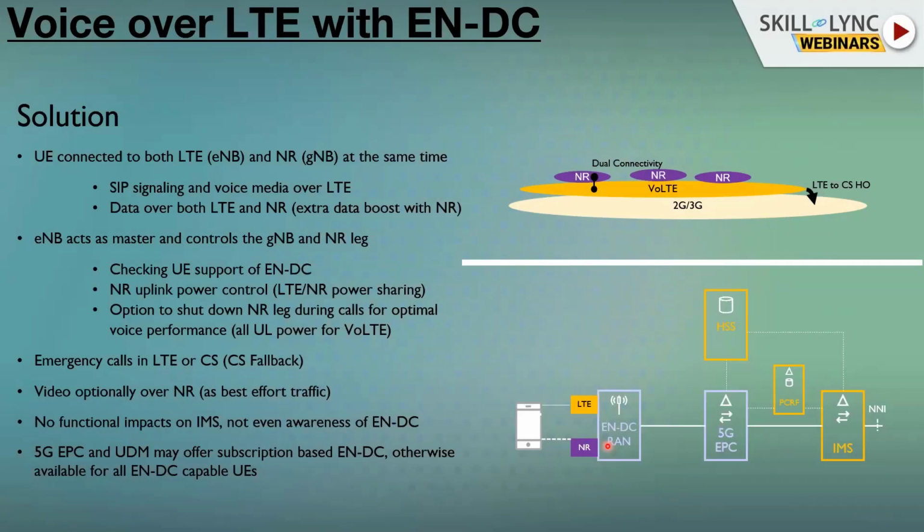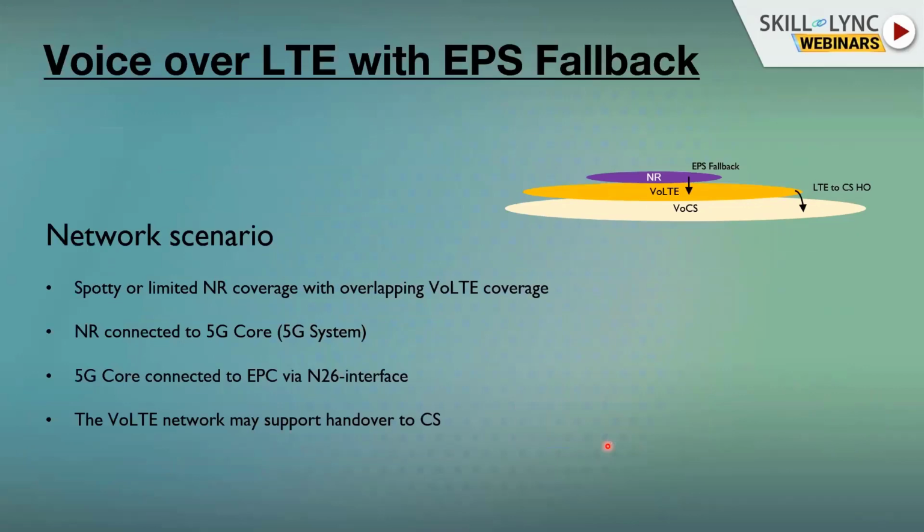Let's just see the next one. So this is the EPS fallback scenario. Where you have this kind of scenario, you have NR, but let's say your NR coverage is limited. You need to move from NR. So whenever you need to move from NR, you need to fall back to legacy technologies.